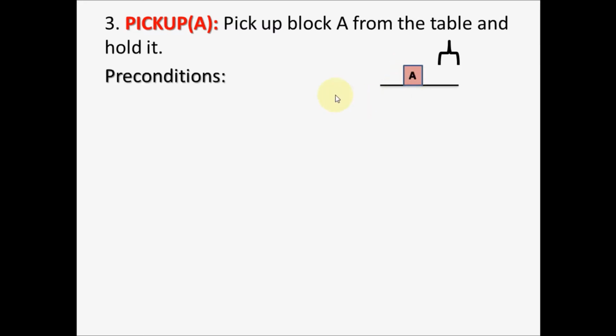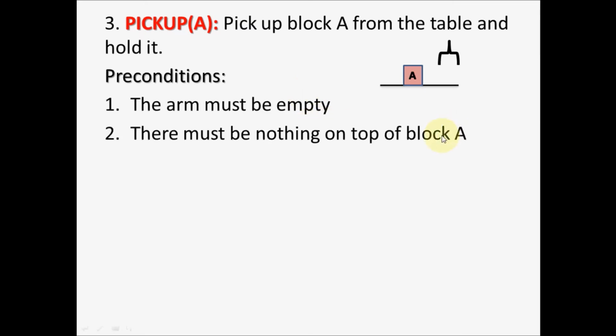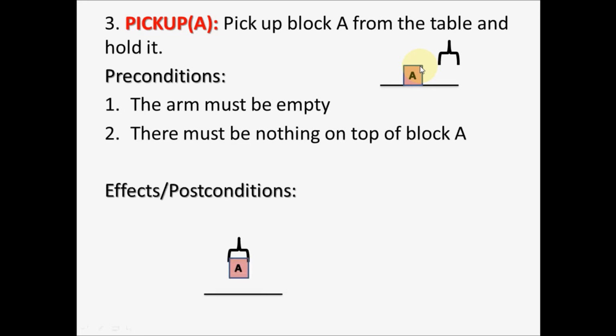Now the preconditions for this pickup action are, one, the robotic arm must be empty, and the second thing is there must not be any other block on top of A. Only then can pickup be executed. The effects or post conditions of this action will be that the robotic arm would be holding block A.